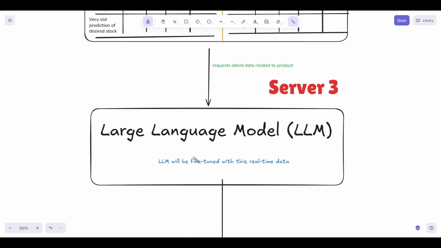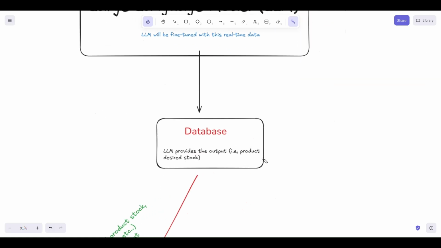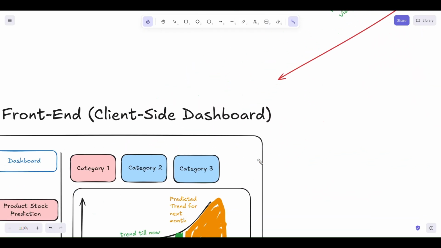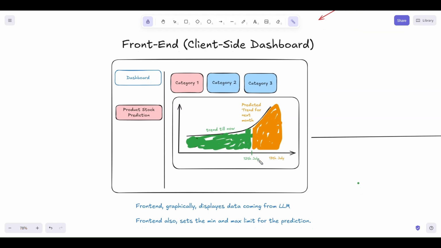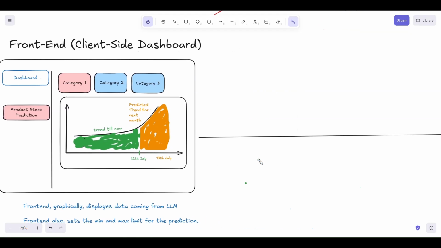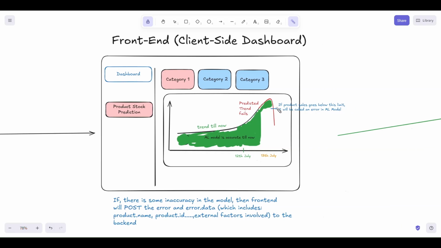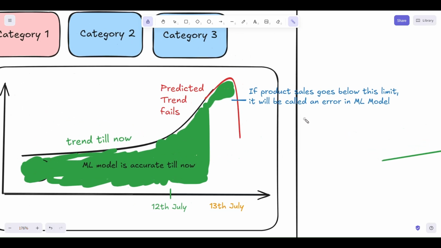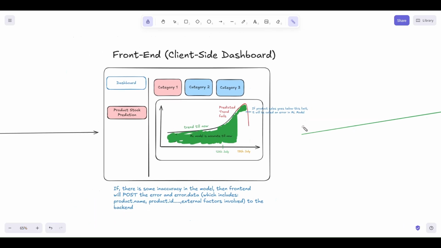Now then server 3, which is our LLM model, takes the first row from the database and fine-tunes the output data from our machine learning model in real time and stores it back to the database. Now this in return is received by the frontend from a GET request to our server 3, and it displays the final data in a graphical manner to the client, which can be a store manager.